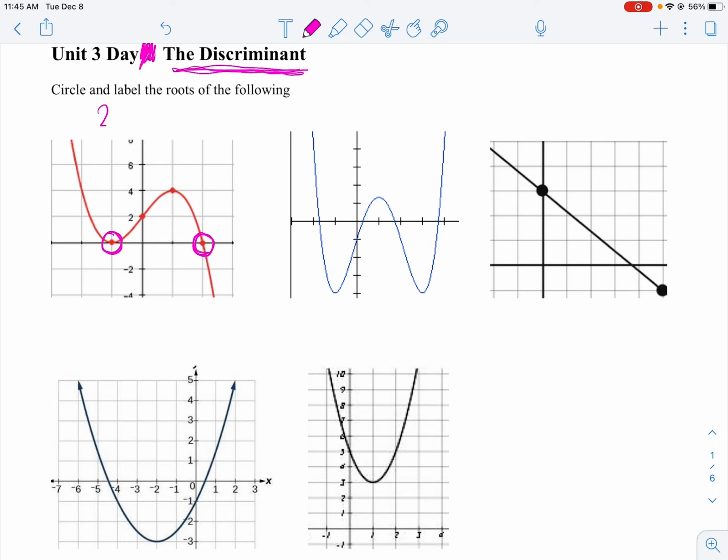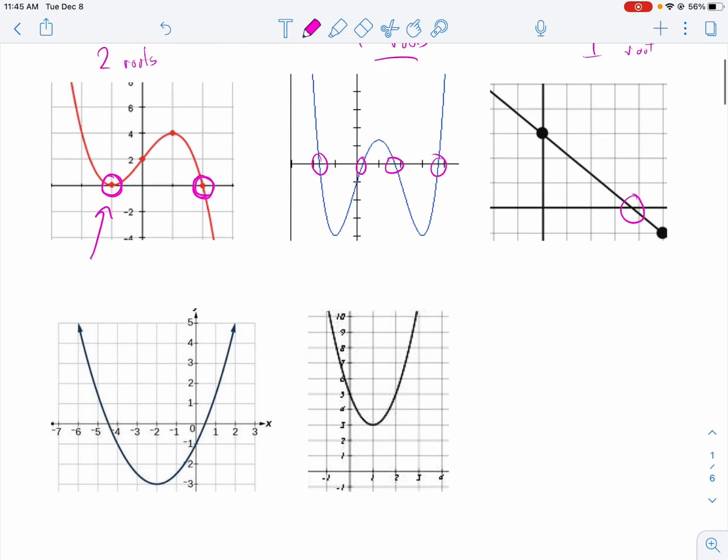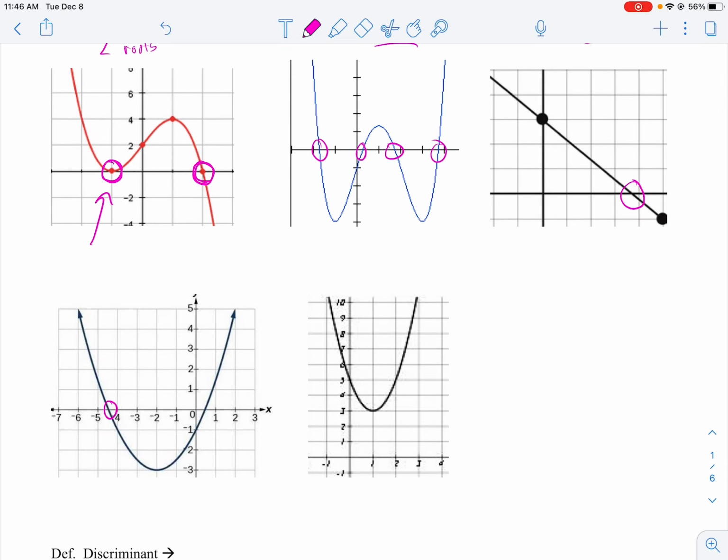So here we have two roots. This one is just touching the x-axis, and then the one on the right here is obviously going all the way through. But whether it touches it or crosses it, those count as a root. So we have two roots here. Here we have four roots, okay? Here we have one root. This is a linear equation, as you can see. And then here we have two roots, and then here we have no roots, just like the song.